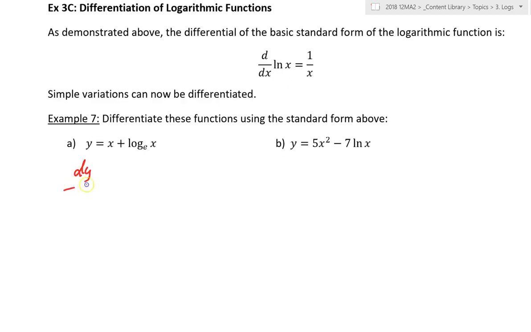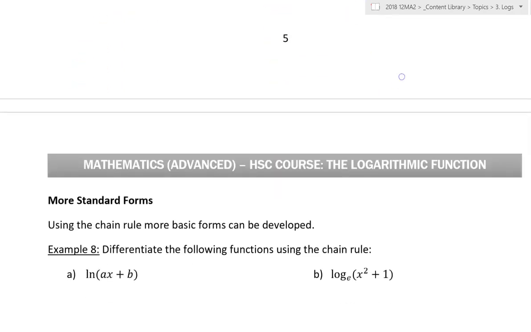Now, dy/dx equals the differential of x, which is just 1, and the log of that is 1 over x, plus 1 over x. That's not very complicated. Over here, not much more complicated. dy/dx: differentiate this part and I get 10x. Now, the 7 is constant, so it's just minus 7 over x. Righto? No need to go any further than that. Differentiating functions including the logarithmic function.